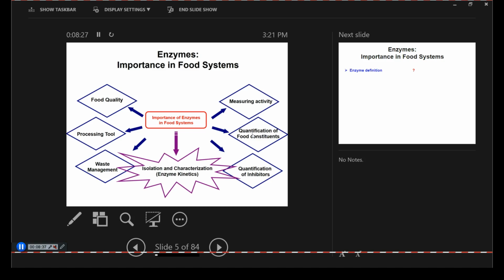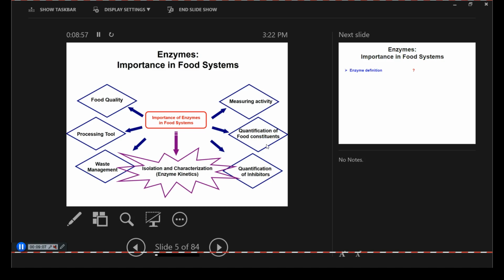Sometimes you want to know how much enzyme you add for a certain application. So cheese, how much rennet do I need to add in order to obtain a certain amount of curd in a certain amount of time to be most efficient? So I need to determine the activity of rennet so that I know how much to add to obtain a certain output. We talked about quantification of constituents.